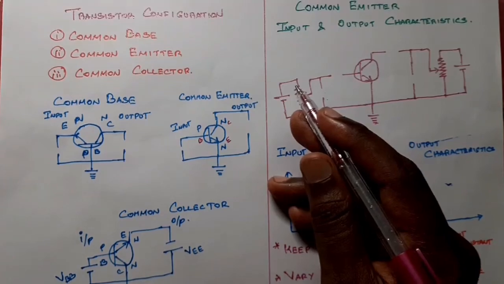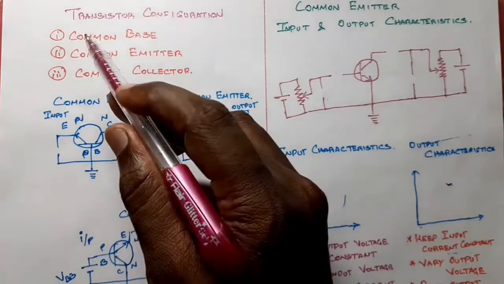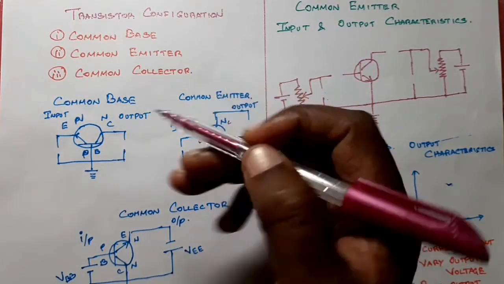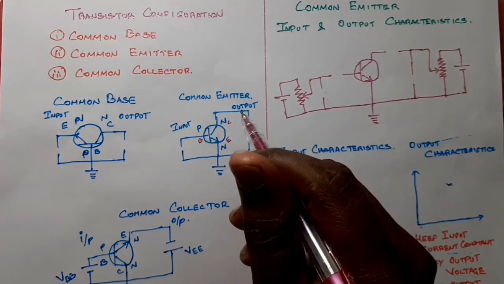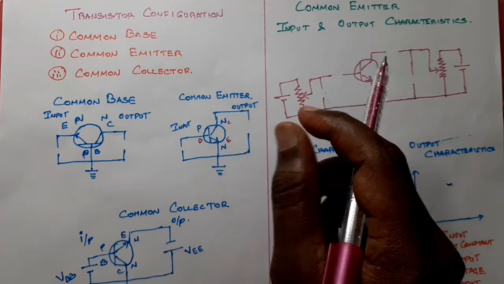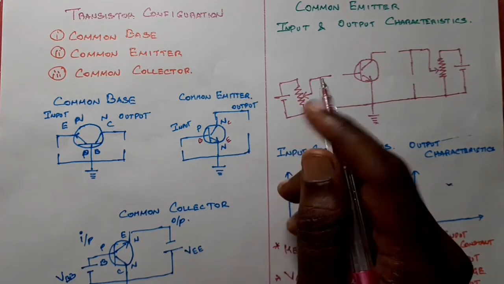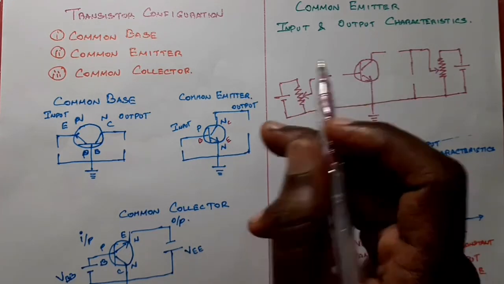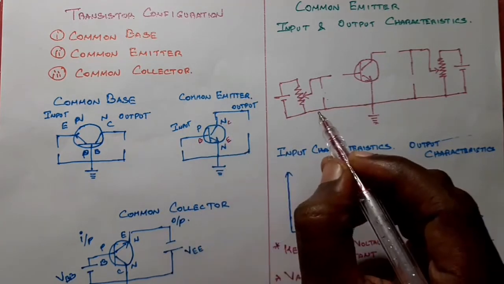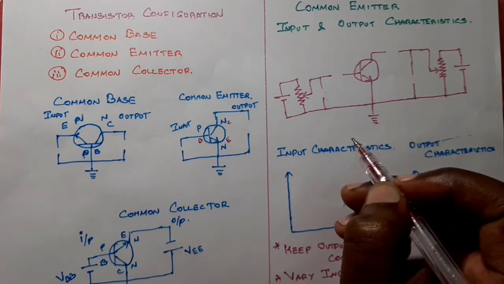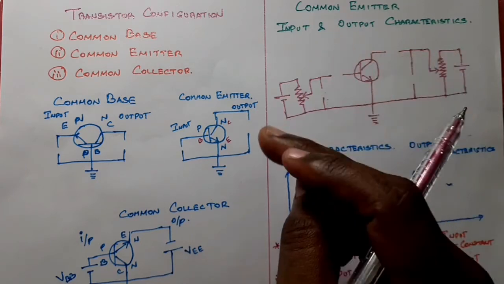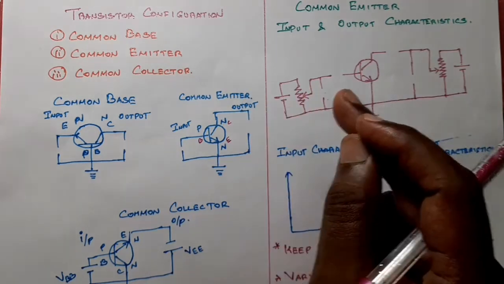Hello everyone. Today we are going to see about the transistor configuration. What is this transistor configuration? Normally a transistor is a three-terminal device. When we use a device, we will give input in one terminal and we will take the output from the other terminal. So we need only two terminals for any device, input and output.